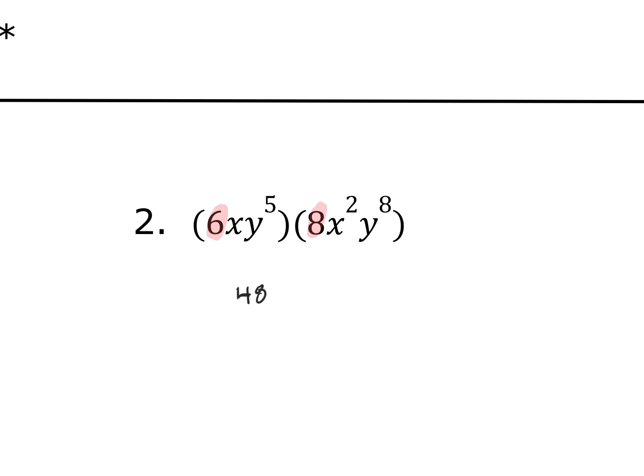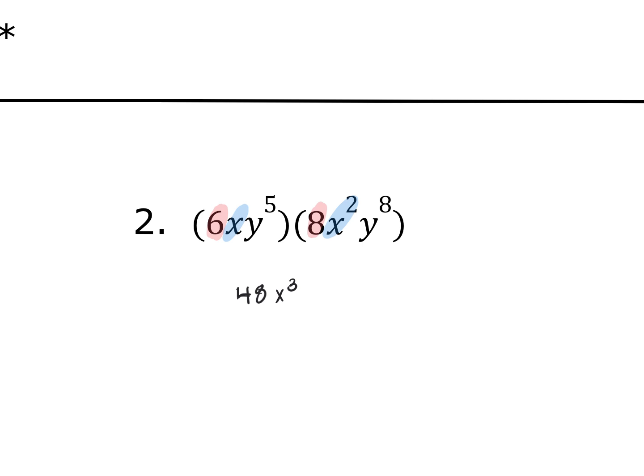And then I'm going to do my letters. I'm going to start with my x's because those come first. So I have x squared. That first one is an x to the first power. And my second one is an x to the second power. 2 plus 1 is 3. So this one's going to be x to the third power.